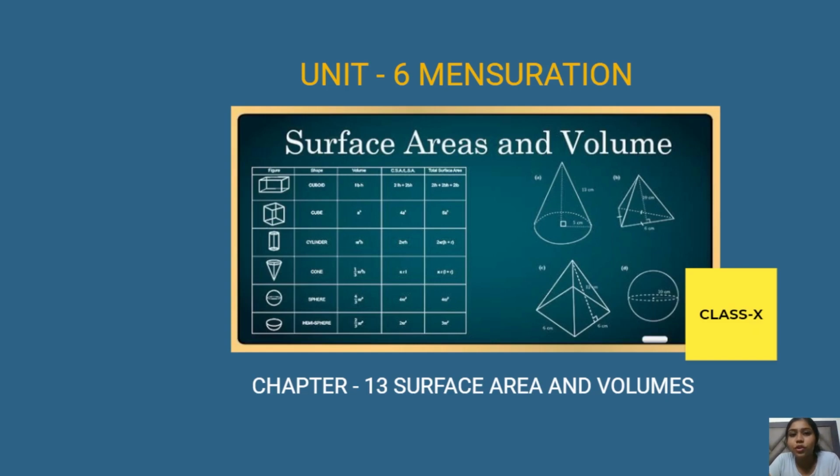So today we are going to start our Unit 6, Mensuration, and we are already done with one chapter, that is Areas Related to Circles, right? So today we are going to discuss another chapter, that is Chapter 13, Surface Areas and Volumes. Basically this chapter includes the curved surface area, lateral surface area and volume of 3D objects like cuboid, cube, cylinder, cone, hemisphere, sphere, frustum, etc.